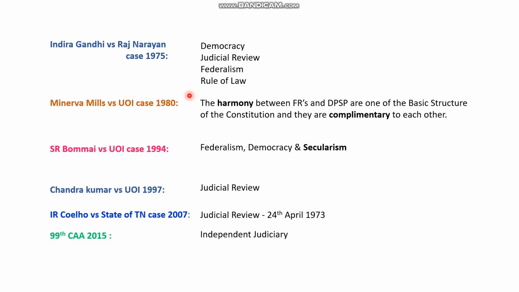In the Indira Gandhi versus Raj Narain case of 1975, the Supreme Court said democracy, judicial review, federalism and rule of law are part of the basic structure. In the Minerva Mills versus Union of India case in 1980, the Supreme Court said the harmony between the fundamental rights and the DPSP is one of the basic structures of the Constitution, and they are complementary to each other. In the S.R. Bommai versus Union of India case of 1994, the Supreme Court said federalism, democracy and secularism are also part of the basic structure. In the Chandrakumar versus Union of India case of 1997, it said judicial review is part of the basic structure.